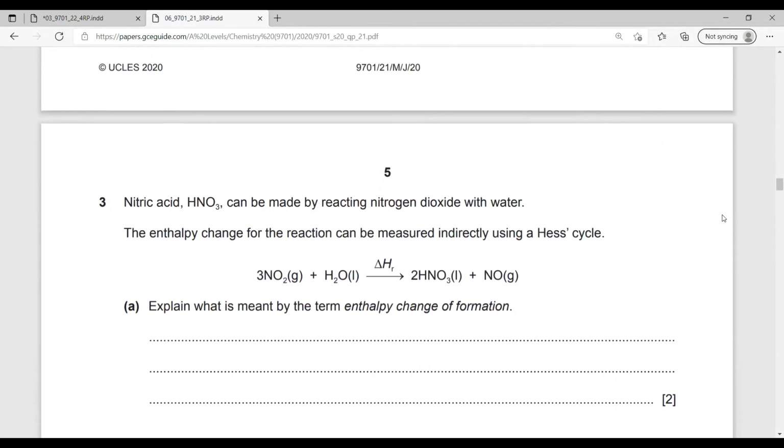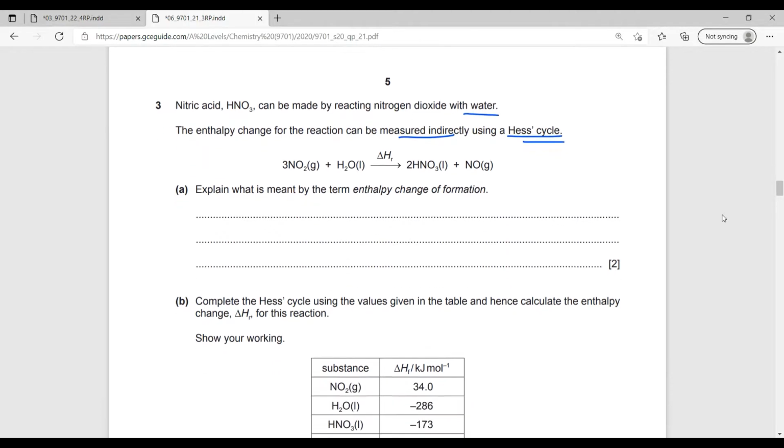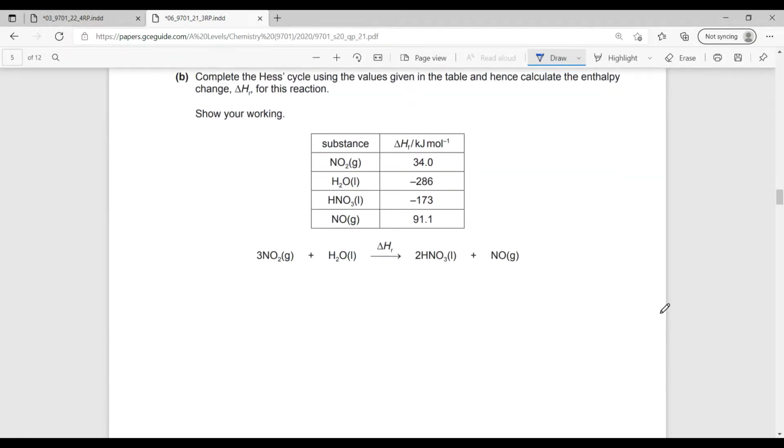So this is an example directly. Nitric acid can be made by reacting nitrogen dioxide with water. The enthalpy change of this reaction can be measured indirectly using a Hess cycle. So you can treat it as an isolated system. Explain what is meant by the term enthalpy change of formation. See, standard is not mentioned. So you just give the definition of enthalpy change of formation, which is delta HF. We talked about this previously, so I won't be answering this question in this paper.